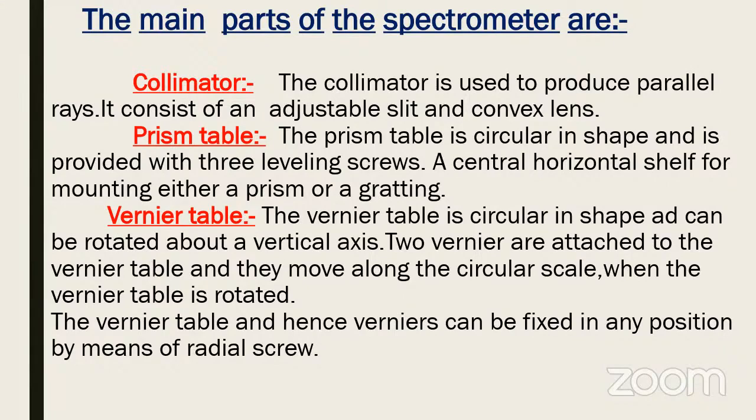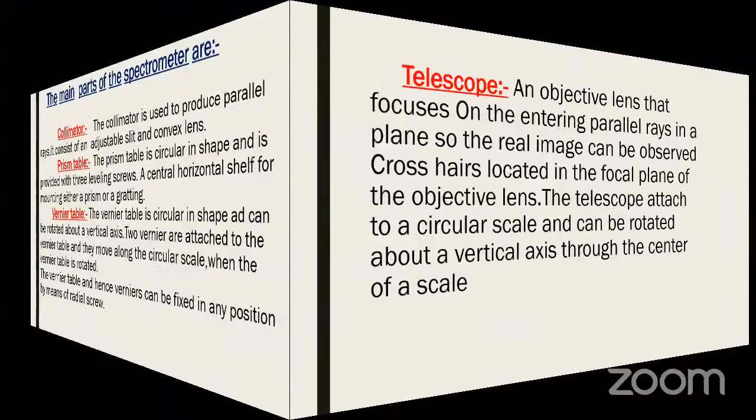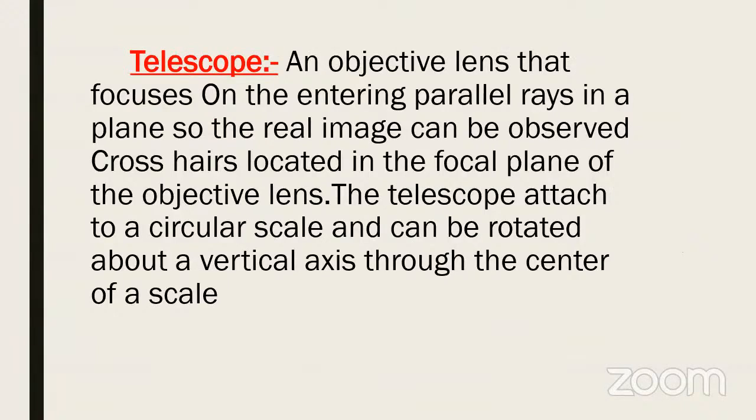Third, the vernier table. The vernier table is circular in shape and can be rotated about a vertical axis. Two verniers are attached to the vernier table and they move along the circular scale when the table is rotated. The vernier table, and hence the verniers, can be fixed in any position by means of a radial screw. Fourth is the telescope, with an objective lens that focuses the entering parallel rays in a plane so the real image can be observed. Crosshairs are located in the focal plane of the objective lens. The telescope is attached to a circular scale and can be rotated about a vertical axis through the center of the scale.